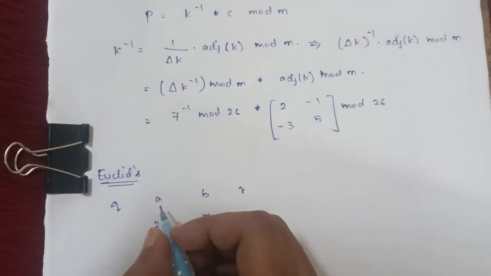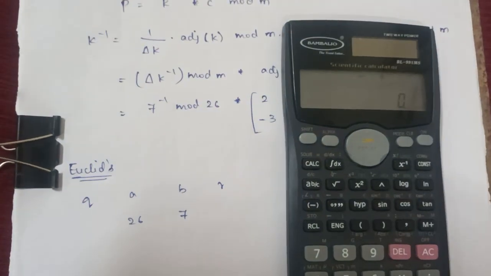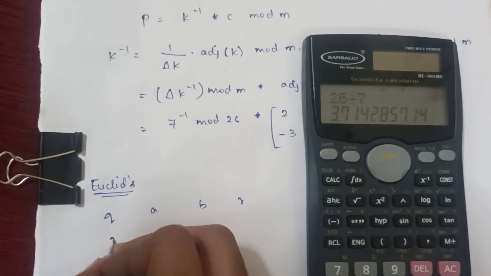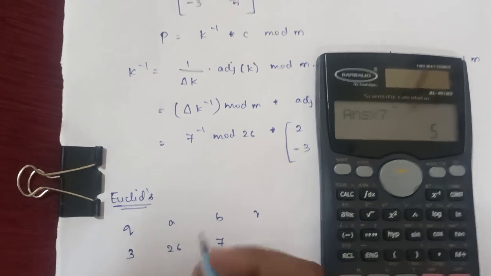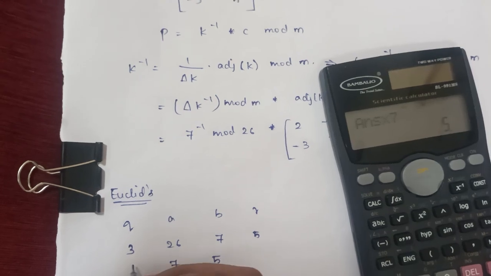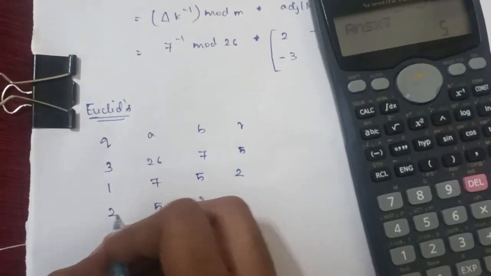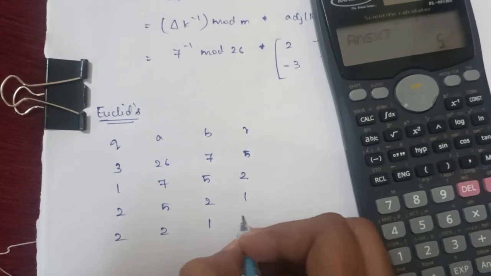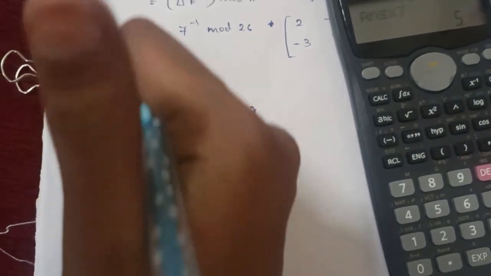26 and 7. A holds the highest value as I have told you earlier. 26 divided by 7. The quotient is 3. Now minus 3 into 7. The remainder is 5. So this is 7, 5. So 5 ones are 5, remainder is 2. 5, 2. 2 twos are 4, remainder is 1. 2, 1, 1 twos are 2. 0, 1, 0. GCD is 1, which means multiplicative inverse exists.